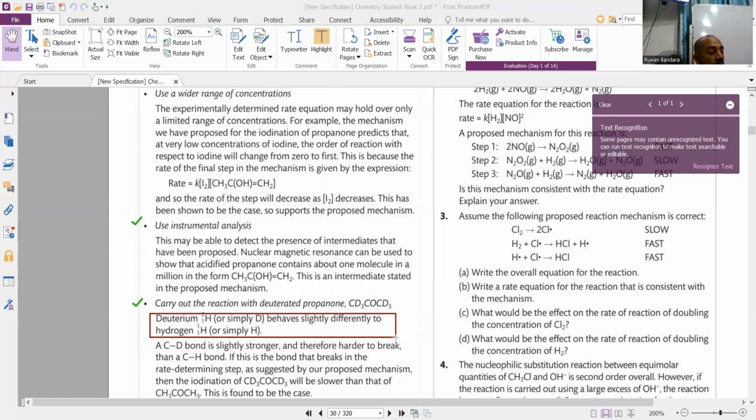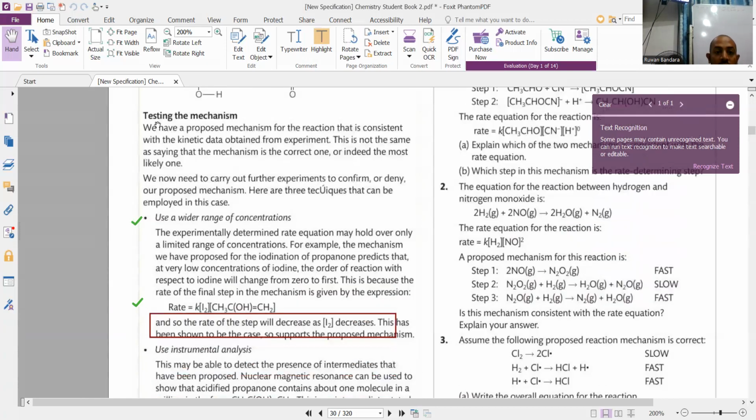Or else you can use CD3COCD3 instead of CH3COCH3. D stands for deuterium, an isotope of hydrogen. Instead of H, we are writing D, for the purpose of identification only, so that we can check whether the D is there or not. D has been removed in our proposed mechanism, right?